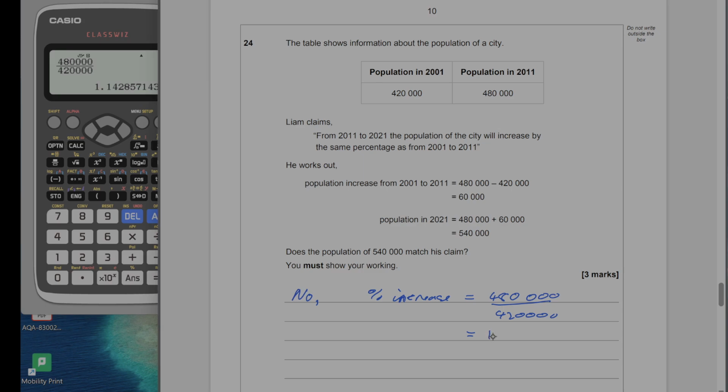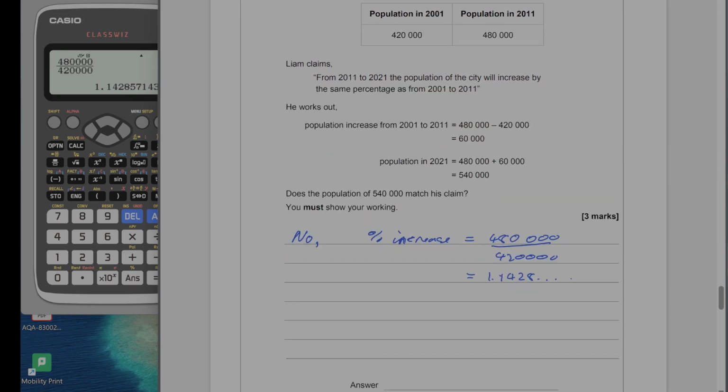So 1.1428... Sure, I have not rounded. So now if I do 48,000 multiplied by that, it would be equal to, times by, and I'm just going to put answer to show that I've times it by the answer from my calculator.